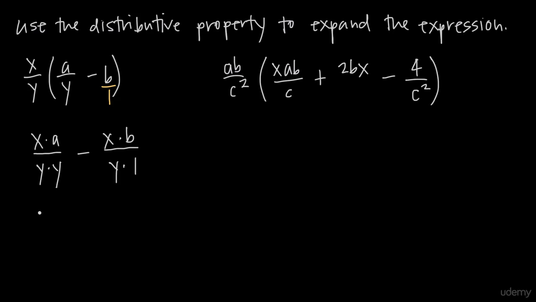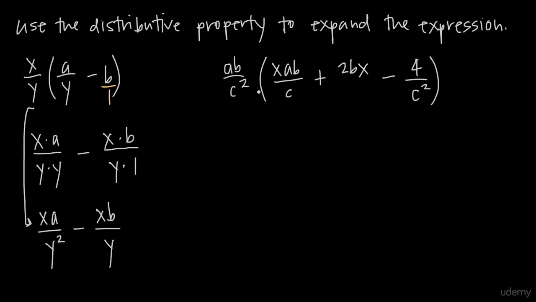So x times a, we just say xa, and y times y, we say y squared. So we have xa over y squared. And then here, we're going to have x times b, which is just xb, and y times 1 is just y, so we get xb over y. Now, as you practice more and more of these problems, you'll likely be able to skip this second step and go straight from your first step to this step here and do this in your head, xa over y squared minus xb over y, skipping the second step. But I wanted to show you what we were doing before we simplified to this final answer.